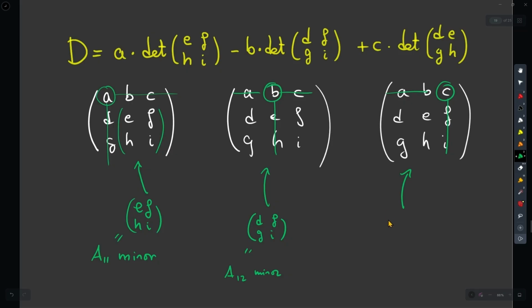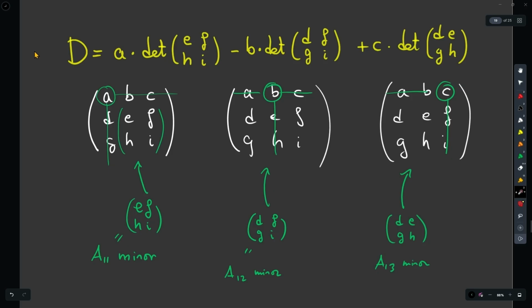And from here, I get the A13 minor, which is the matrix D, E, G, H. For the A13 minor, I take the coefficient in the first row, third column, cancel the first row and the third column, and whatever is left of the matrix is called the minor. So this formula gives me a way to compute determinants of 3x3 matrices, and let me compute with this formula right here.